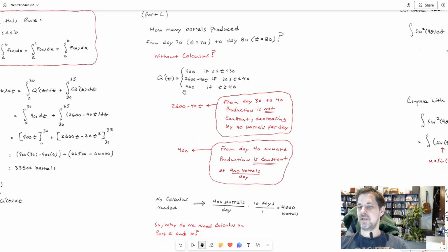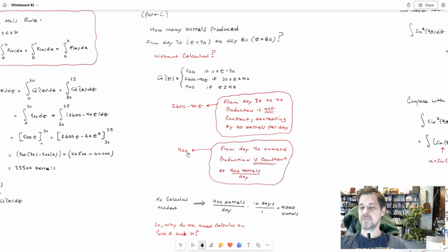But what about this last one, 400? That doesn't say 400t, it just says 400. So from day 40 onward, production is constant. It's 400 what? 400 barrels per day. So I think it is entirely because it's not changing, the rate is not variable, the rate is constant, that we don't need calculus.